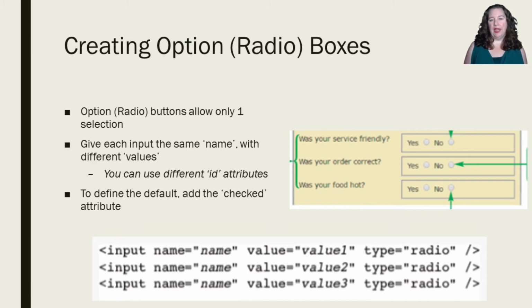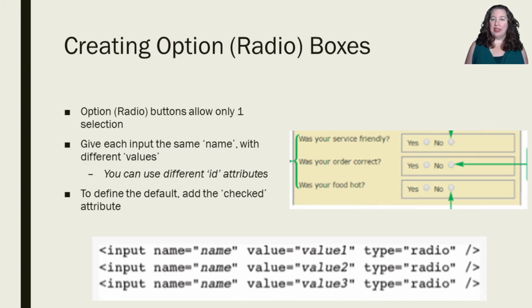So we can go ahead and have a default for this by adding that checked attribute. The word is just checked with an ed, as in past tense, and it doesn't have a value. You just say checked inside the attributes section of your input element.